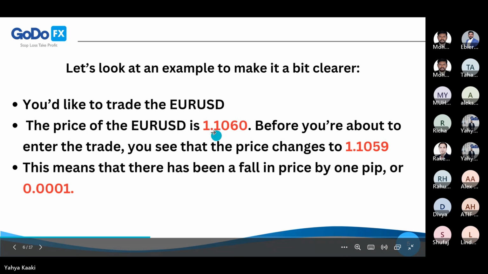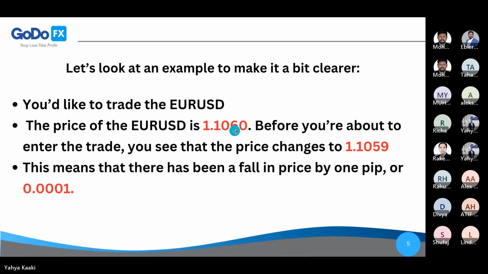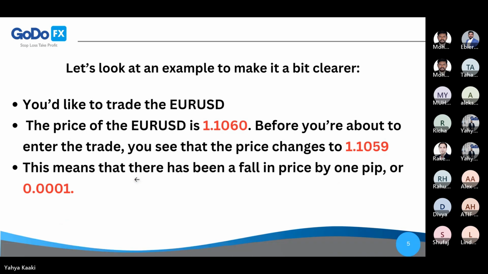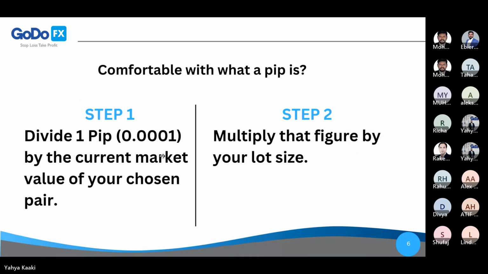Great. Now we're going to move into working out the value of a pip. Each currency value fluctuates. So for us to be able to trade, we need to be able to calculate the value of a pip. It can be done in 2 simple ways. Step 1, let's divide 1 pip, which is 0.0001, as we said, by the current market value of your chosen pair. So for example, if Euro USD is at 1.1005, I divide 0.0001 by the current euro price that is now.